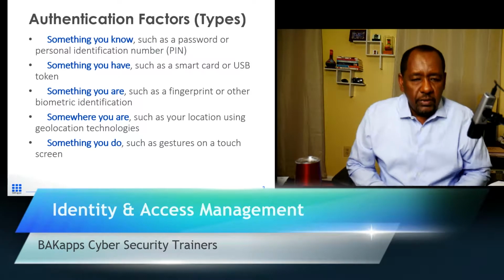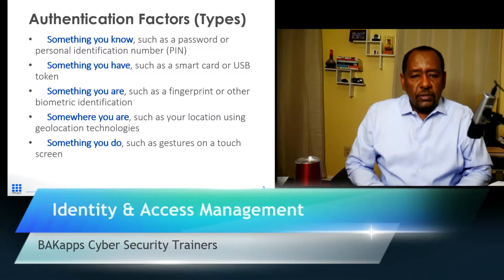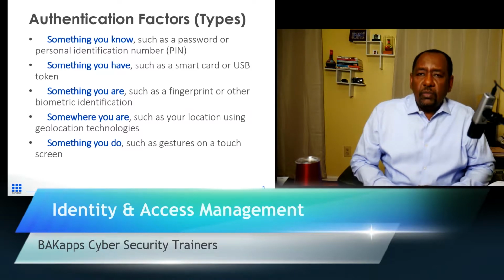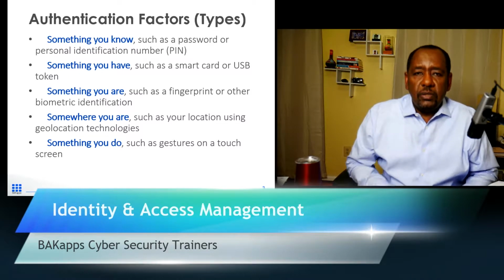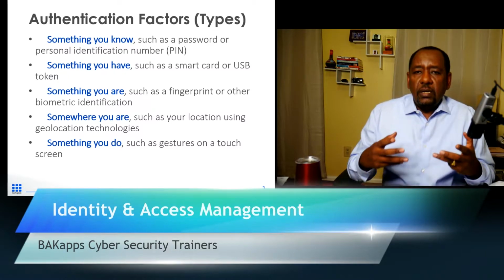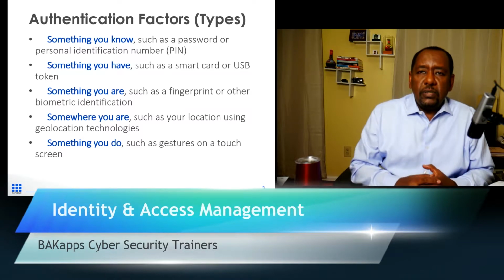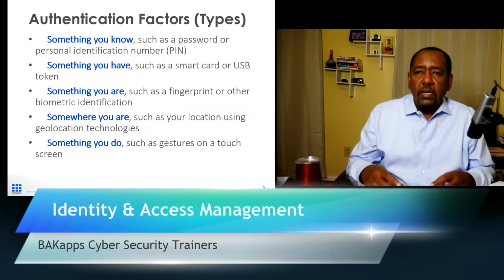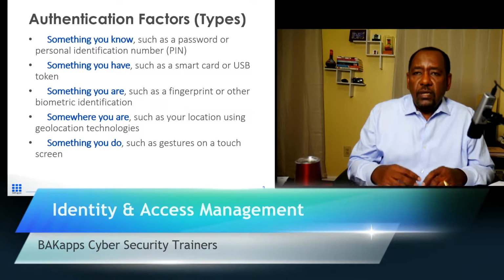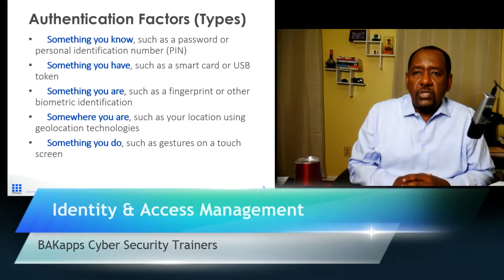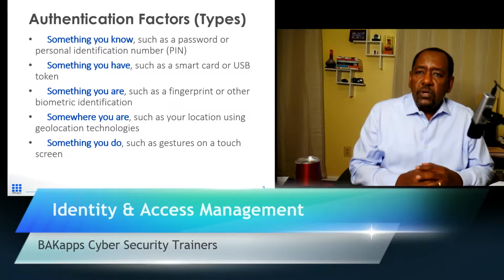All right, here we have the authentication factors or types. The easiest one, the most commonly used, is called something you know. This is something like your password. You go to a computer system, you type your username, and to get authenticated, it demands your password. You need to know your password, or sometimes your personal identification number, or PIN. This is the most common one, and currently it's considered to be the simplest authentication type.